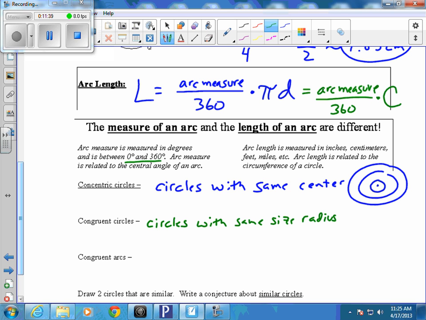Okay. And congruent arcs now, this is new. Arcs with the same measure in congruent circles are also congruent. Arcs with the same measure, so degree measure, in congruent circles: if two circles are congruent, and the measures of their arcs are congruent, then the arcs are congruent.